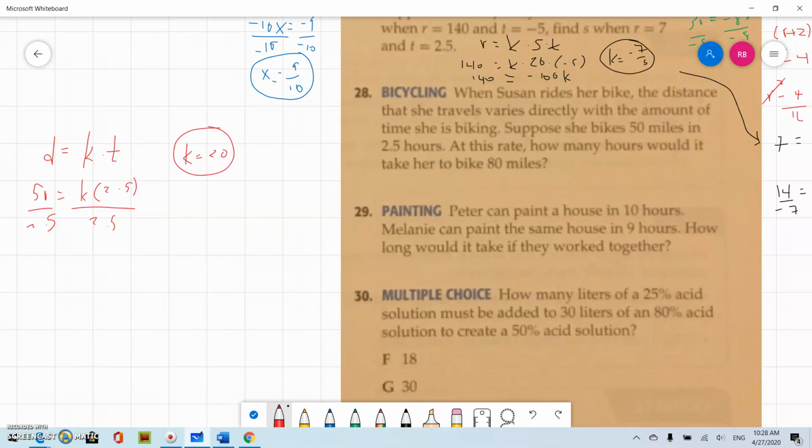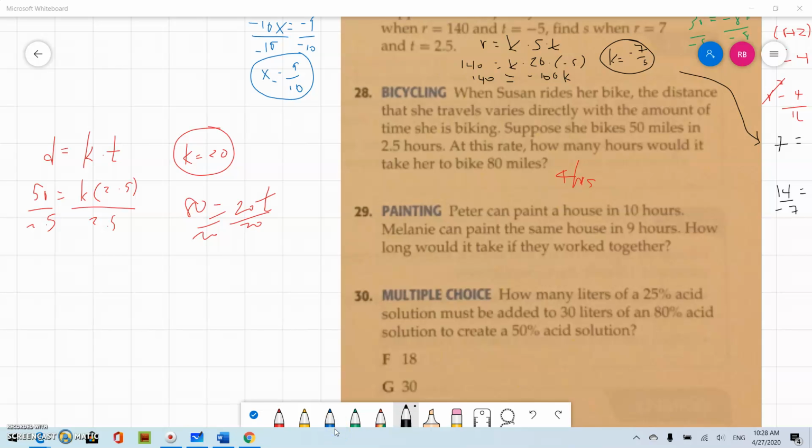Okay. At this rate, so let's say the speed, which is 20, holds, how many hours would it take for her to bike 80 miles? So 80 is equal to 20t, divided by 20. So it will take 4 hours. Not bad, right?